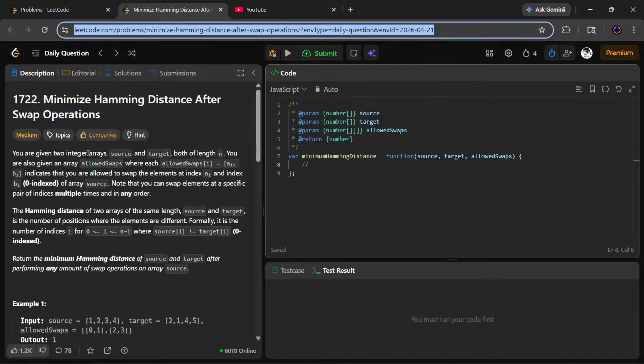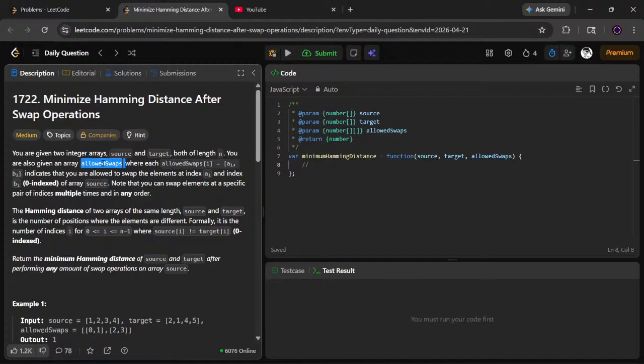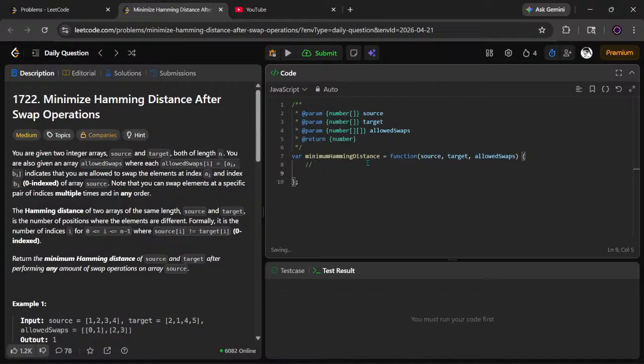You are given two integer arrays, source and target, both of length n. You are given an array of allowed swaps. So we need to write the swapping logic, and the swapping value will be the current index of source and the current index of target. First, we need to write the swap logic. First, let me understand the question.